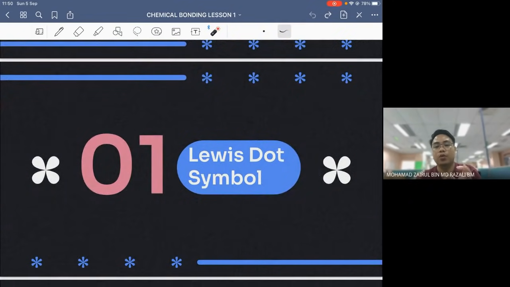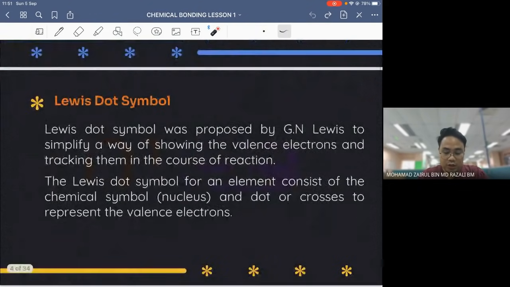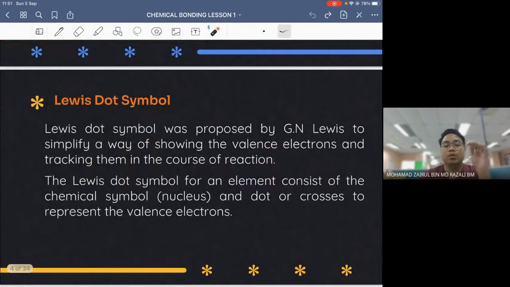So before we go further into the chemical bonding, macam mana bond itu terhasil, kita kena belajar macam mana kita nak tulis ataupun macam mana kita nak represent the valence electron for each of the element. So at this level, we're going to use a Lewis dot symbol. Lewis dot symbol was proposed by a guy named G.N. Lewis in order to simplify a way for us to represent the valence electron for each element, and for us to easier track the movement of the valence electron throughout the reaction.